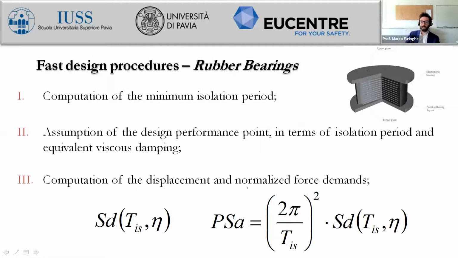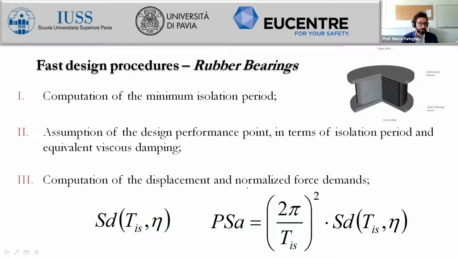But as we consider a higher value of design isolation period, we will get a lower value of the spectral coordinate for the acceleration spectrum, and consequently we will get lower values of base shear, and consequently again we will gain lower internal forces for all the elements. So the computation of the minimum isolation period is fundamental for the choice and the assumption of the design performance point, which is in terms of isolation period, which should be much greater than the minimum isolation period, and the equivalent viscous damping.